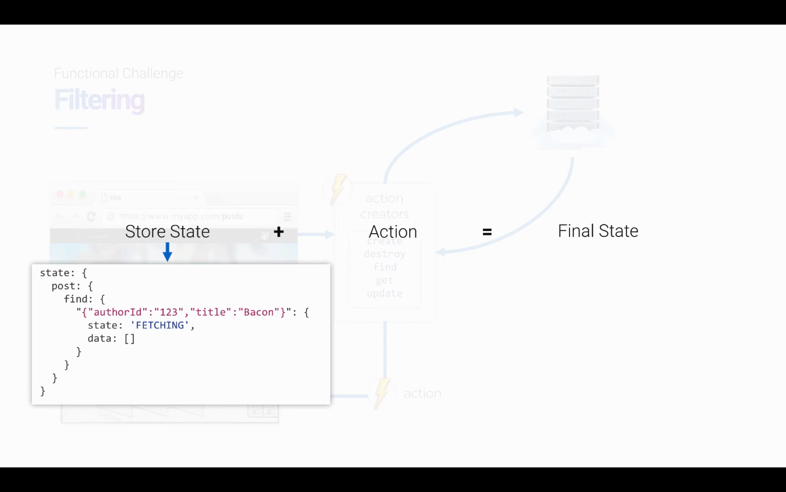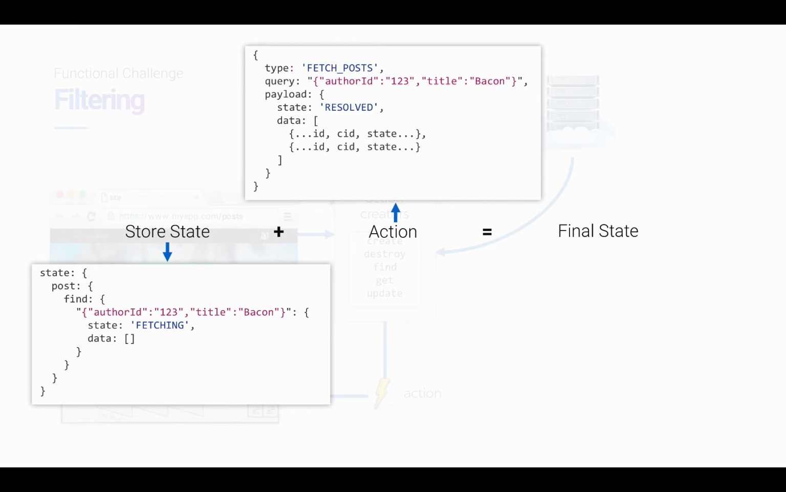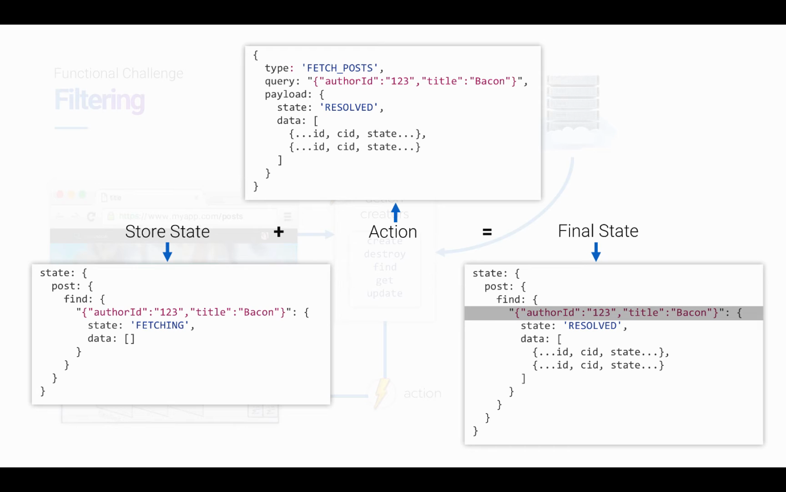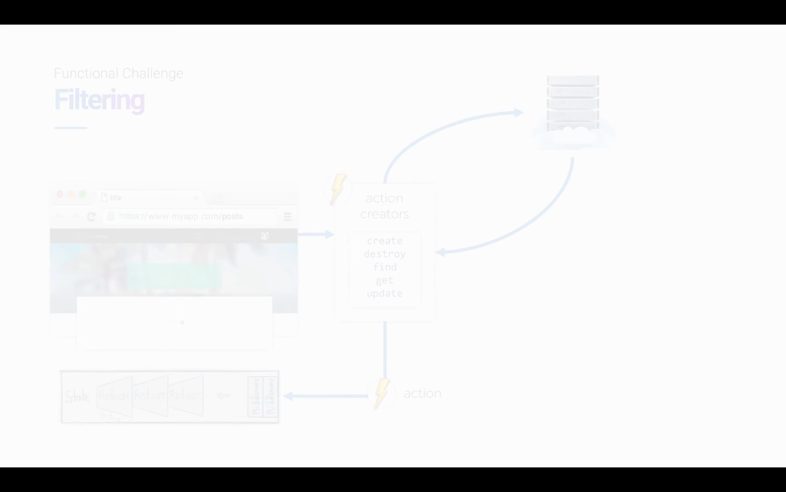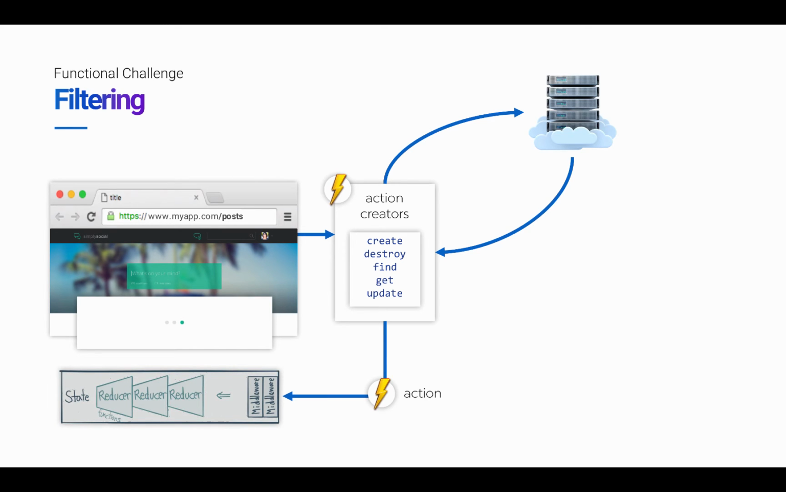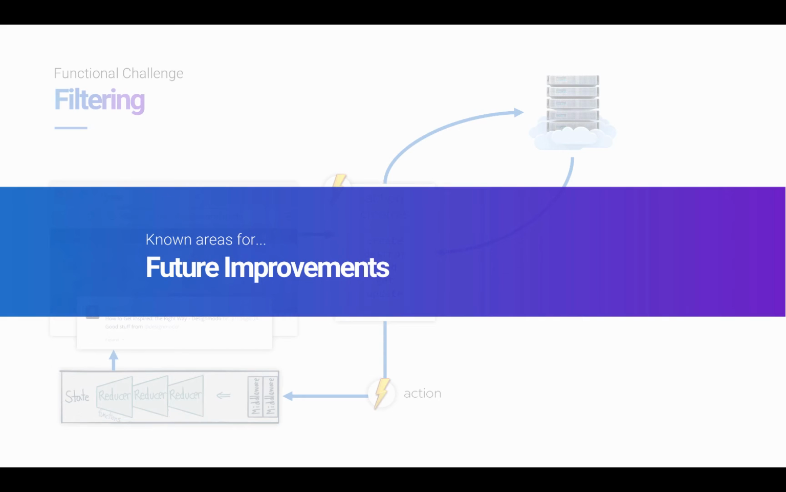This time, our initial state contains the data declaring our query was being fetched. And our new action has the data we received back from the server, letting us know that our query was resolved successfully. And because the query key is the same, we know that we can replace the old data with the new data, and we get our new state. And now the application is once again notified that our state changed, and the component updates the view to reflect the data we just received from the server. So that covers how filtering works in Lore at the moment.